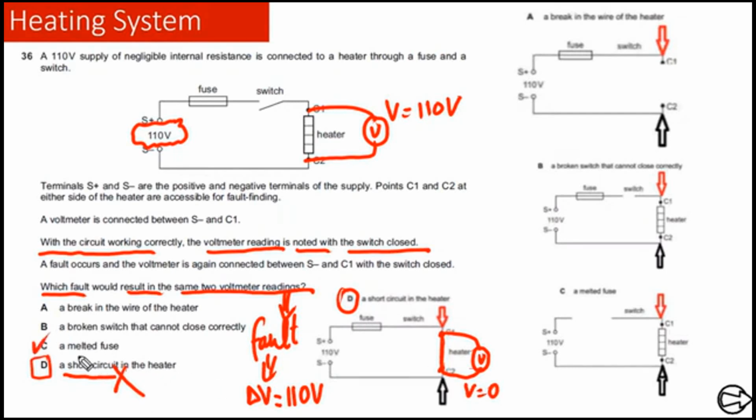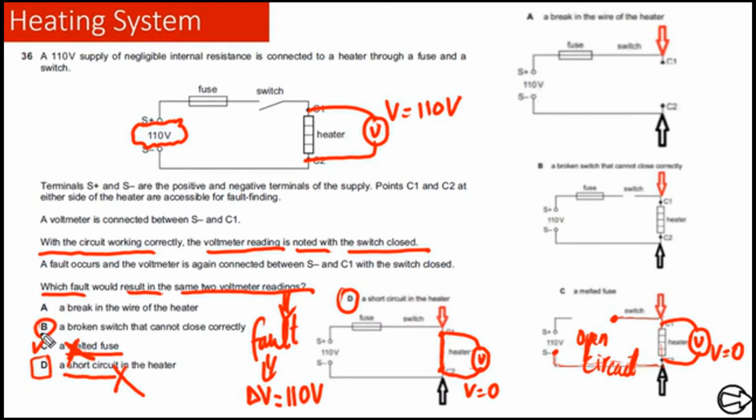If we go to option C, melted fuse, it means the circuit is broken, or we can simply say this is an open circuit. If we look at this point and this point, the potential at these 2 points will be the same because there is no power supply between them. So if we attach a voltmeter between C1 and C2, again the reading will be equal to 0. So this is also not our option. It's not the answer.